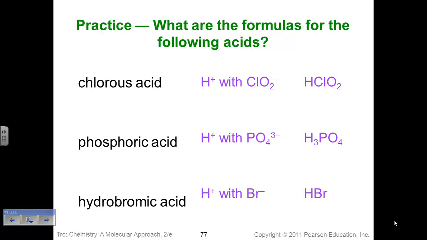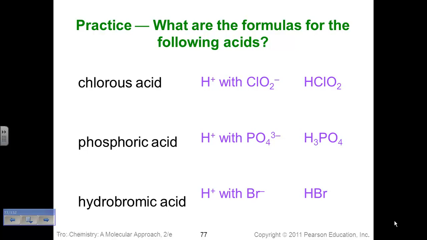Hydro, root word ic. Hydro. Now it's binary. That tells me hydrogen is hooking to the element bromine. If you find right underneath fluorine, chlorine, there's bromine, that 7th family, it carries a -1 charge. Out of water, hydrogen bromide. Dissolved in water, hydrobromic acid. And again, consider charges just as we would with ionic compounds.